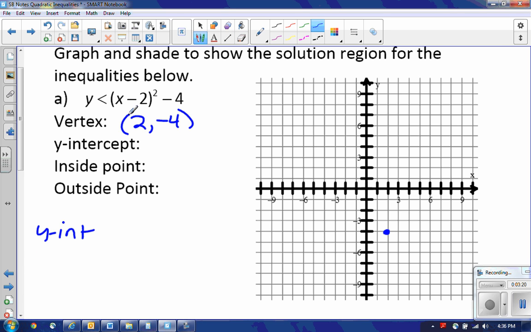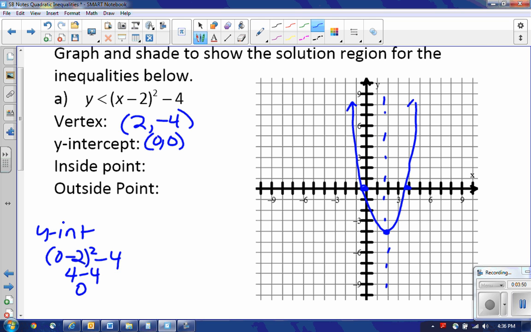We just need to calculate the value. So I'm going to put my 0 in here and calculate. 0 minus 2 is -2. -2 squared would be 4, and 4 minus 2 is 0. So our y-intercept is the point 0, 0. Using symmetry, we can reflect that across and find that we also have a point at 4, 0. This should be enough to get a parabolic graph. So we're going to draw a nice smooth curve, and this is our parabola.